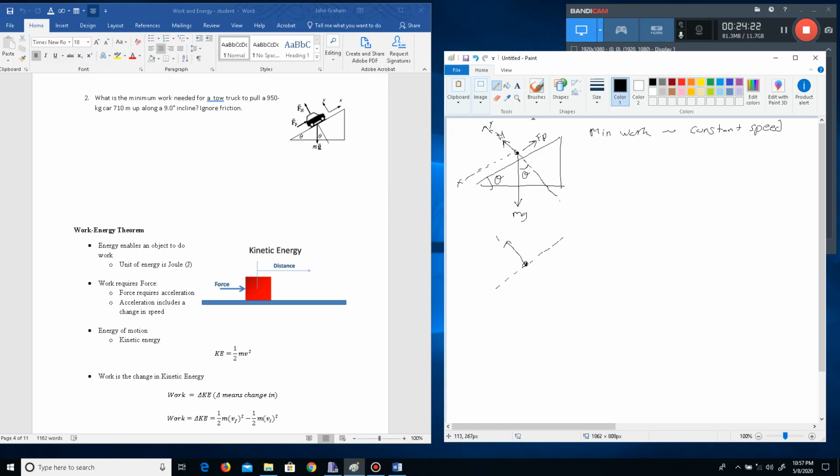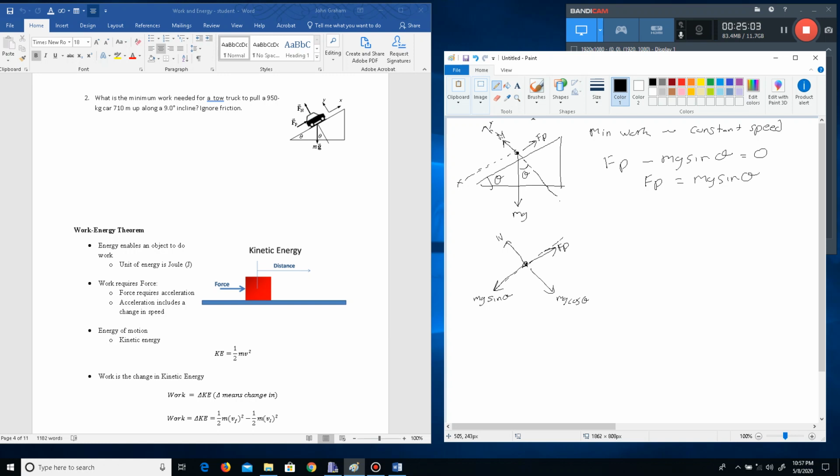You will have normal force up. We will have mg sine theta down the ramp, mg cosine theta across from the normal, and then the pulling force up. And so the pulling force minus mg sine theta, since we're not accelerating and we're doing constant speed, has to equal 0. That means this pulling force must equal mg sine theta. Right?